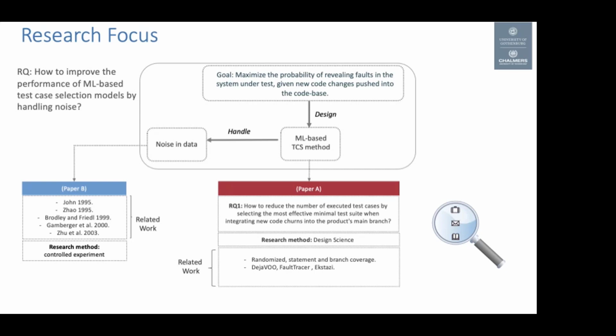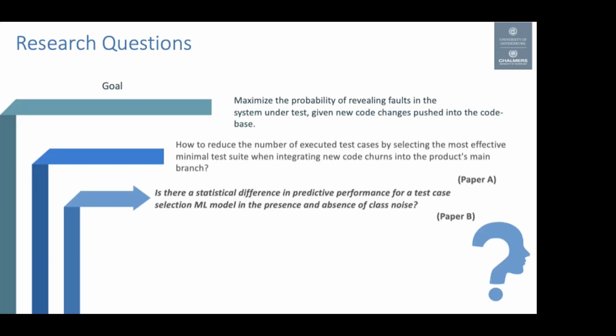However, we did not find any empirical study in the literature that discussed the effects of class noise in the software engineering discipline. And therefore, in the second study of my research, I wanted to study the effects of class noise on the performance of the classifier in the context of test case selection. And for that, we conducted a controlled experiment to answer the question of, is there really a statistical difference in the predictive performance of the model for test case selection in the presence and absence of class noise?